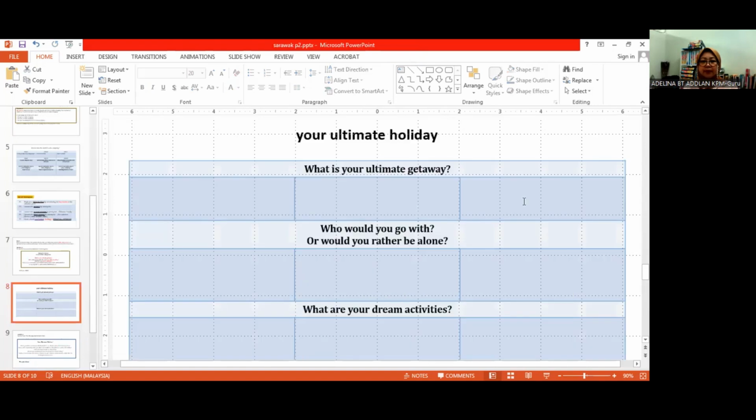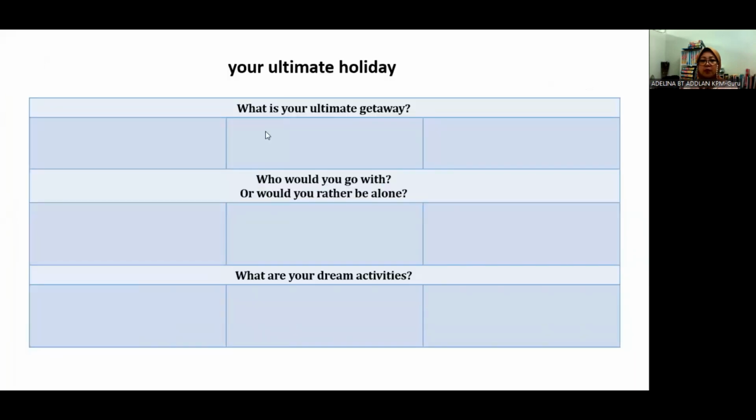Okay. So what I did again is put it out in this type of boxes so that it's easier for the students to brainstorm. Okay. Alright, so what is your alternate getaway? You might have like three choices. Choice 1, choice 2, and choice 3. Alternate getaway would be, it would be nice if you could go to an island.